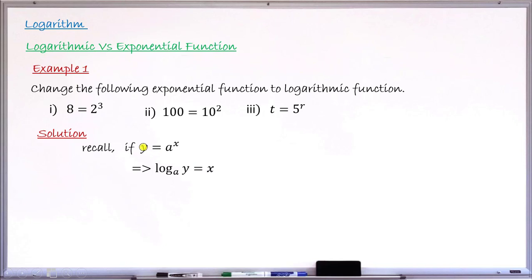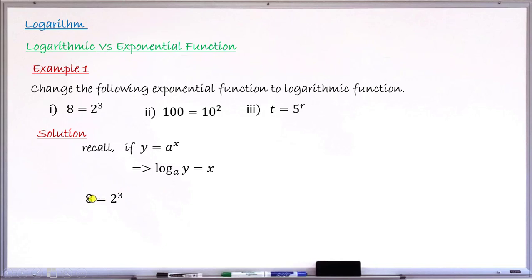So if you now look at this and relate it with all that we have here and want to change it into this logarithmic equation, we'll be able to do it successfully. So let me start with the very first one. That is 8 equals 2 raised to the power of 3. 8 will now be your y. This 2 will now be your a. And this power 3 will now be your x.